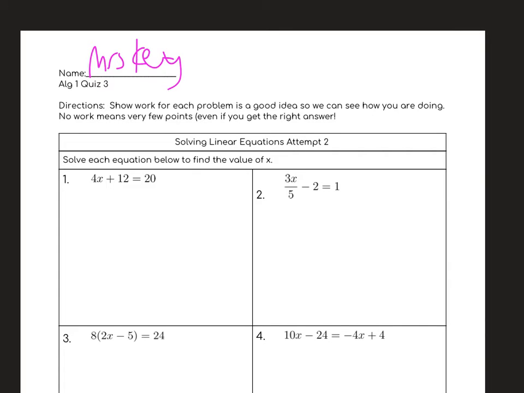So my first move, I have a 4x plus 12, so I'm going to subtract that 12. I want to get the 4x by itself. So that's going to be 4x equals 8. Divide by 4, divide by 4. X equals 2.